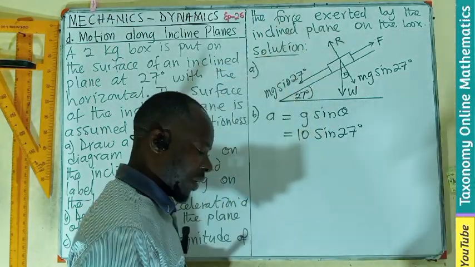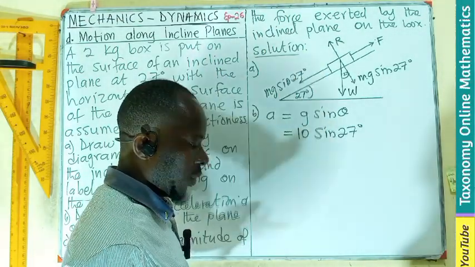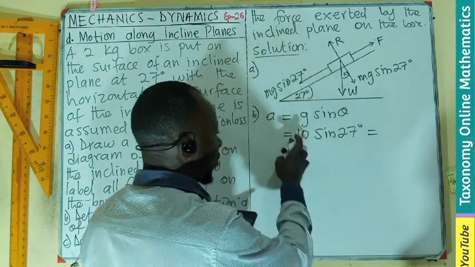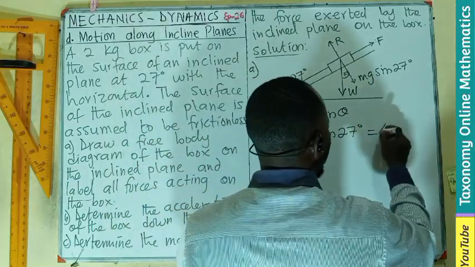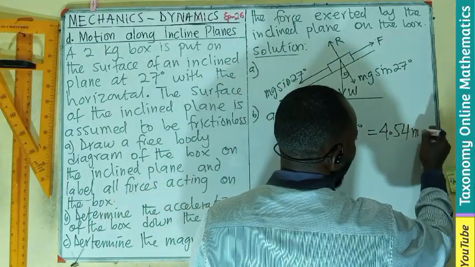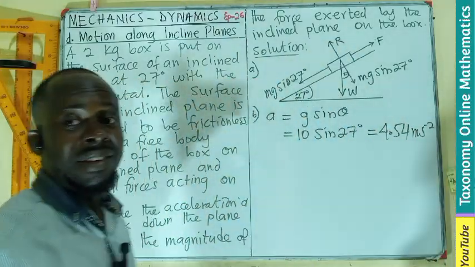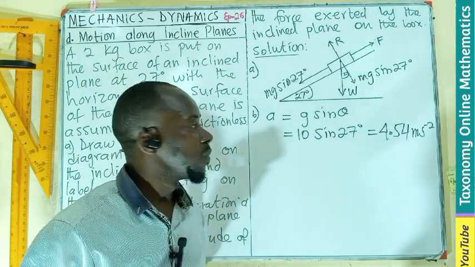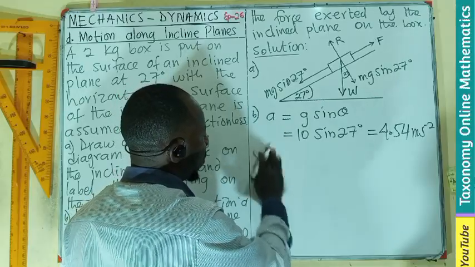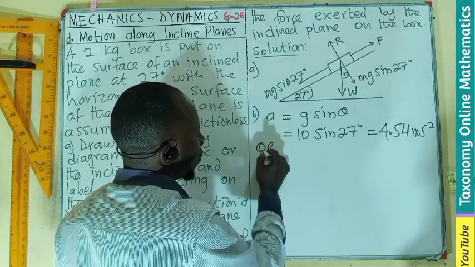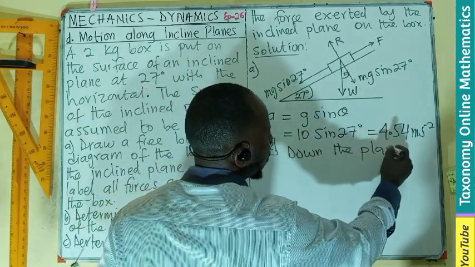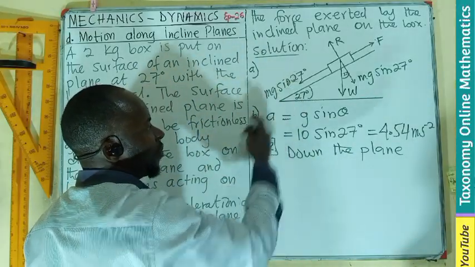If we put that into our calculator, this will give us 4.54 meters per second squared. So that could be the acceleration at which the body is moving down the plane. Or we can also look at the downward force. So we can say that down the plane, this is the force moving down the plane.